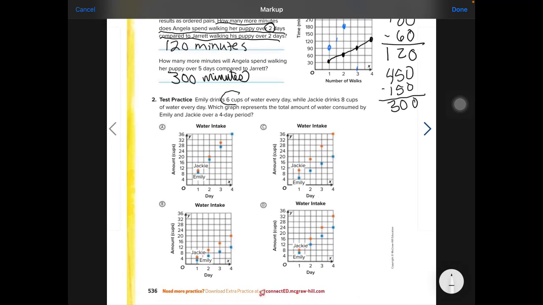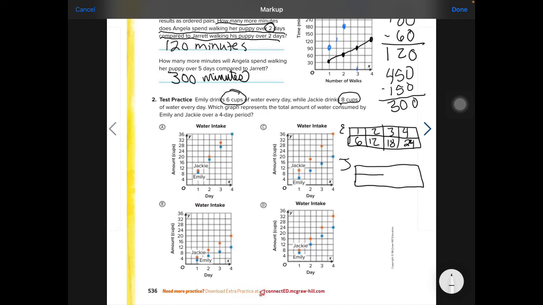Test practice. Emily drinks six cups of water each day, while Jackie drinks 8 cups of water each day. Which graph represents the total amount of water consumed by Emily and Jackie over a 4-day period? Okay, so we are going to do Emily. One, 2, 3, 4. Emily is 6, 12, 18, 24.